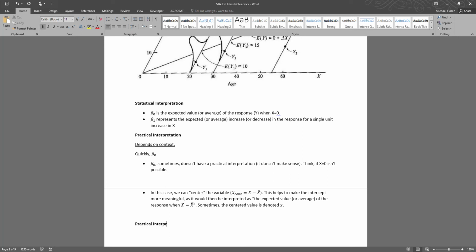All right. So let's talk about a practical interpretation example. For our example, x is going to be the age of a player and y is going to be the number of excellent throws in Pokemon Go, and let's say out of 10 tries.